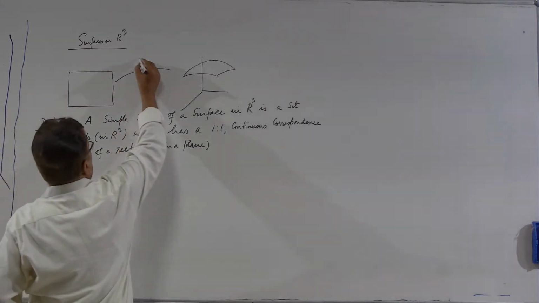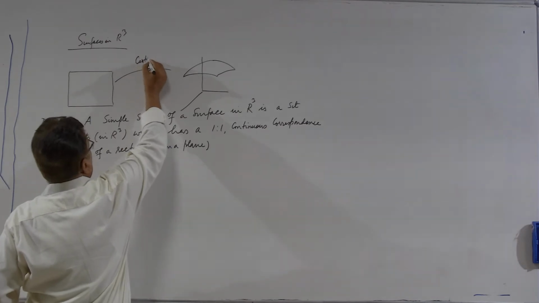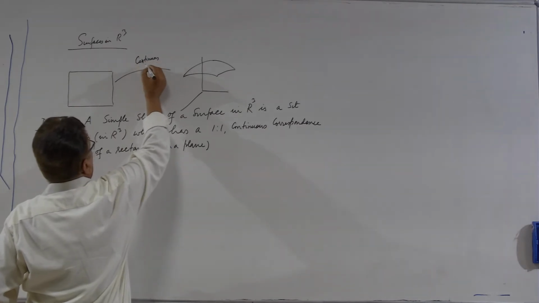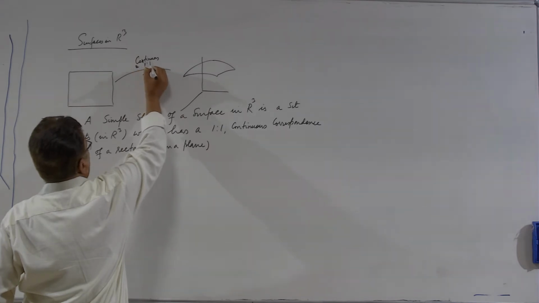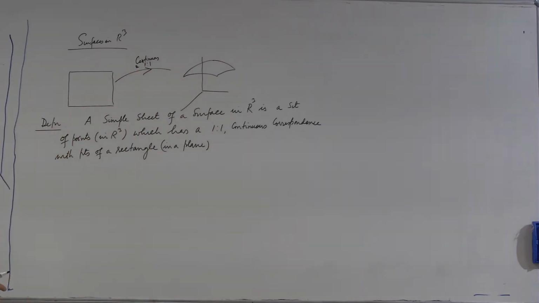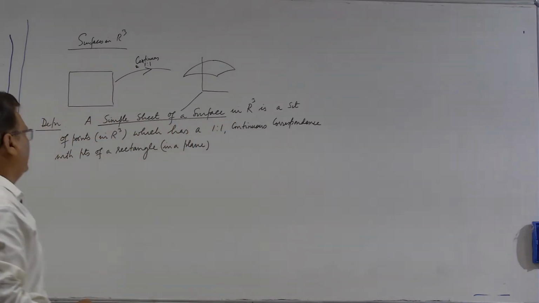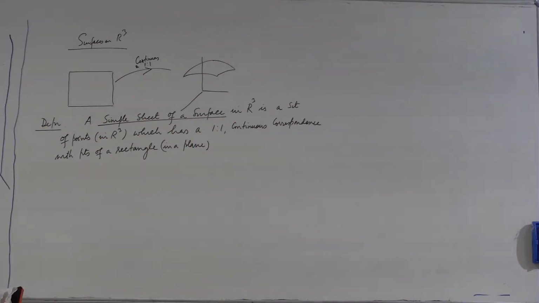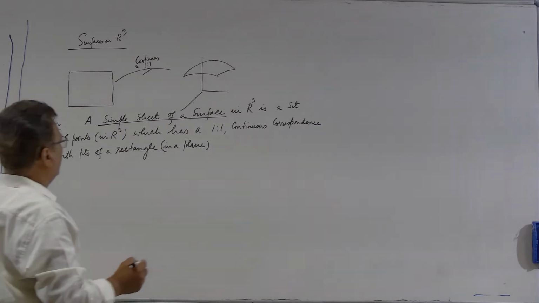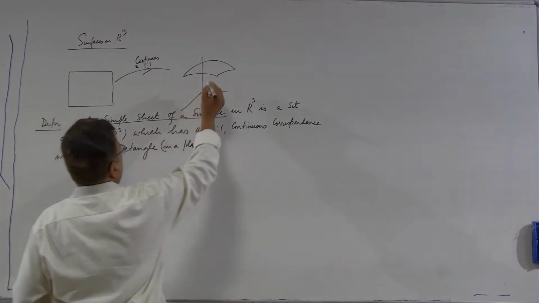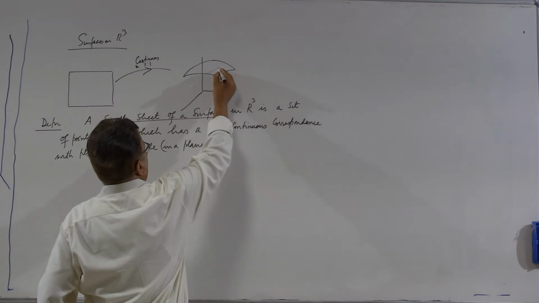So, I am demanding it should be a continuous function and it should be 1:1. So, if you map the points of a rectangle into R3, then you will be getting a simple sheet of a surface. If I drop the requirement of 1:1, then I will call the object simply a surface.